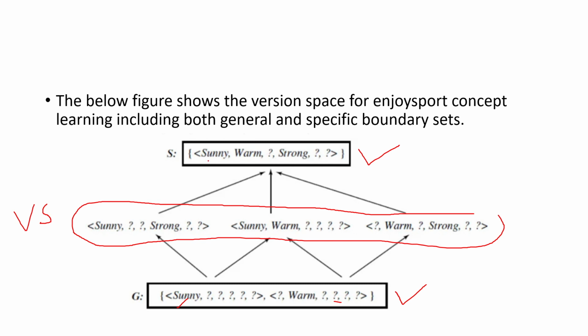This is a specific one. So sunny, warm, question mark, strong, question mark, question mark. If this is the case, the concept will be yes. This is how the machine learns from the concept.